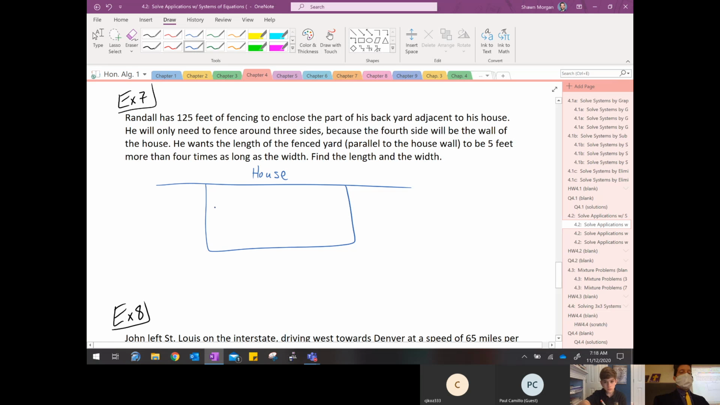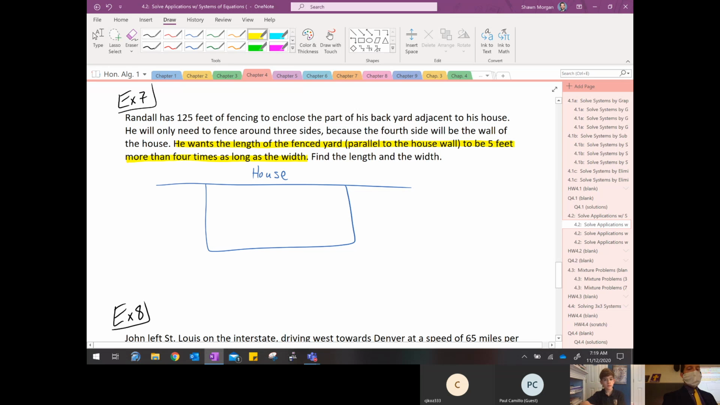So, for example, he could do 5 feet, 5 feet, 115 feet, right? A real long, skinny yard. Or he could do 12 feet, 101 feet long. So there's obviously a variable nature to this problem setup. If we just had 125 feet, he's got endless options. But the other thing to keep in mind is that it's limited, because look at this sentence right here. It says he wants the length to be 5 feet more than 4 times the width.